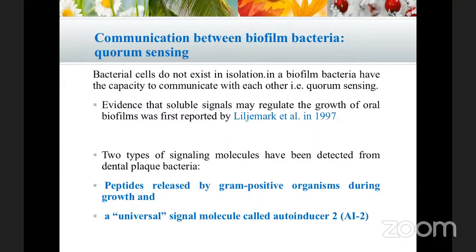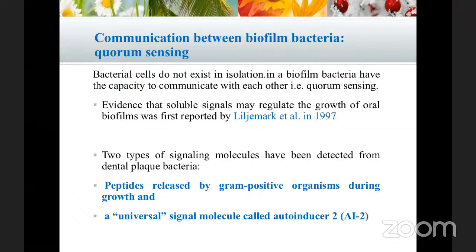Now you can get this thing from my side. This is known as sensing. And then this transfer of message, maybe transfer of gene, transfer of things between the different species, from cell to cell, is known as quorum sensing.